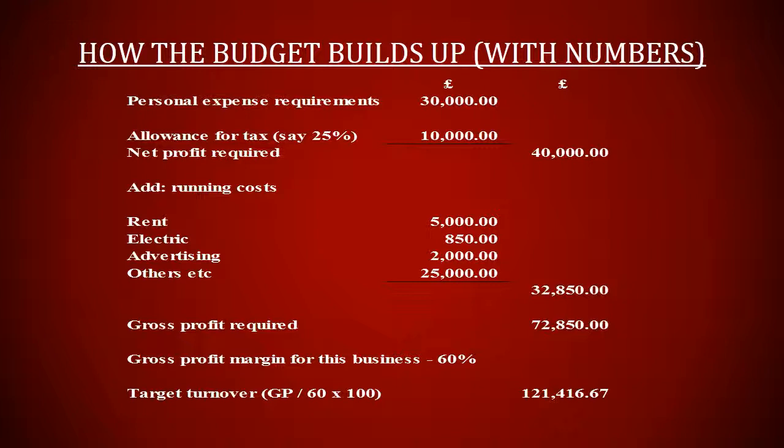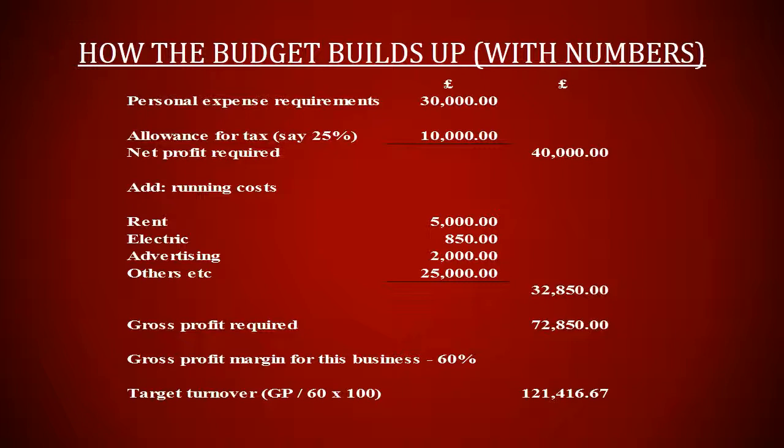In this example, the owner has calculated that she needs £30,000 per year. Having spoken to her accountant, she learns that she needs to make an allowance of 25% of that amount to cover business and personal tax. That means that her business now needs to make £40,000. The next step, if you recall, was to add the running costs or overheads. In this example, the overheads come to £32,850. If we add that amount to the £40,000 profit, we get the target gross profit of £72,850.